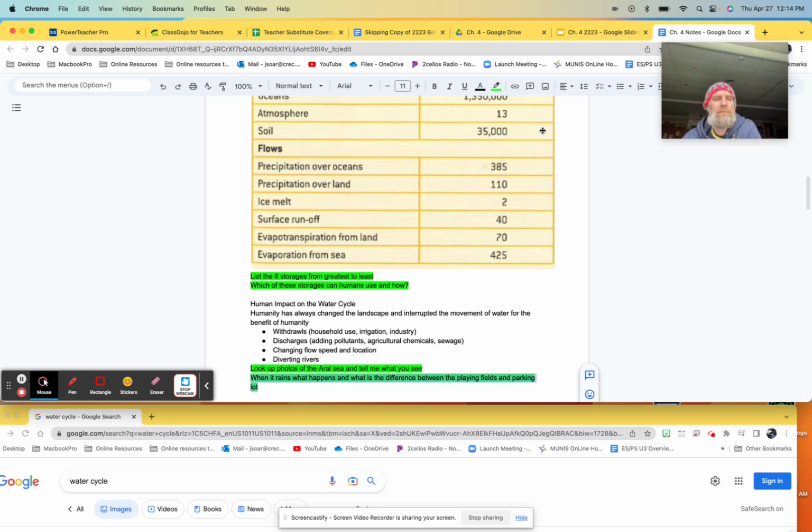All right, look up when it rains. Look up when it rains. What happens, and what is the difference between the playing fields and the parking lots?